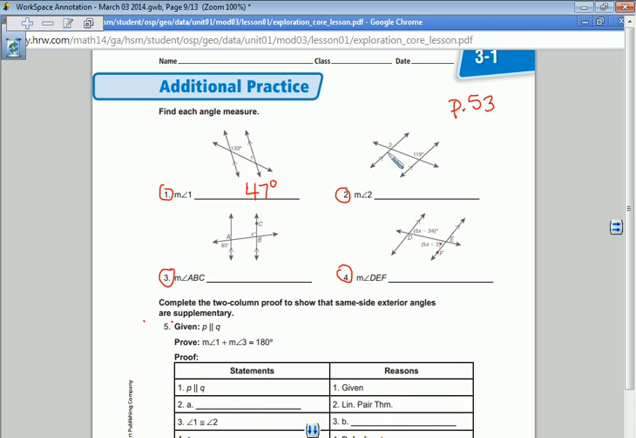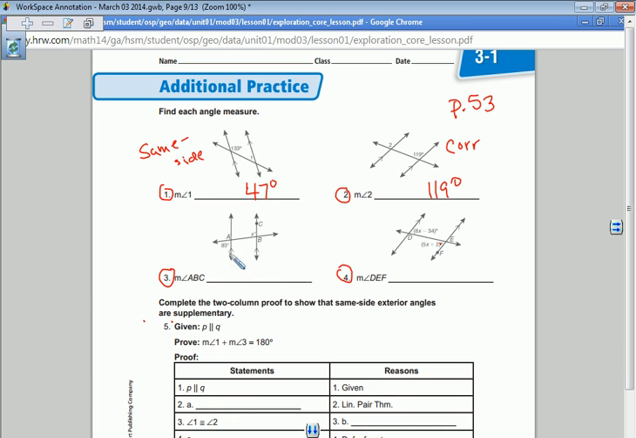Okay, look at these two. Angle 2 and the given angle, how would you classify them? Same side. Corresponding. This was corresponding. And corresponding angles are congruent, so this would be 119.